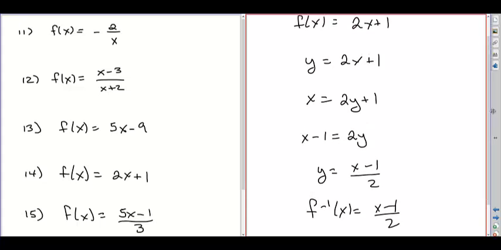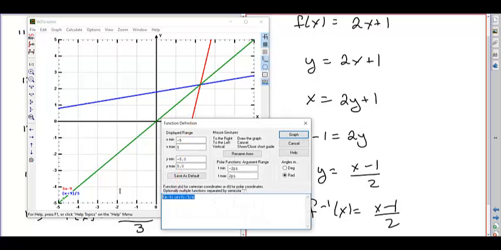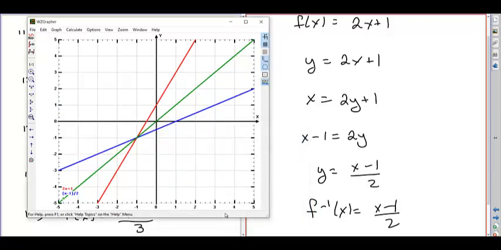Okay, so let's plot those three things. So we've got 2x plus 1, x minus 1 divided by 2, and x. So there you go. The red curve is the original curve. You see it has a height of 1, slope of 2. The inverse function has a slope of 1/2. Notice the place that the two functions intersect is along that green line.